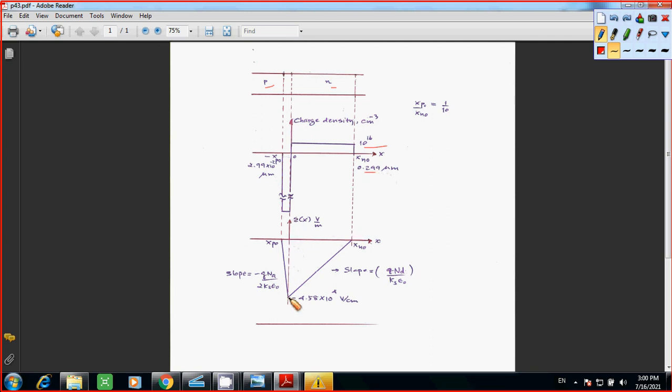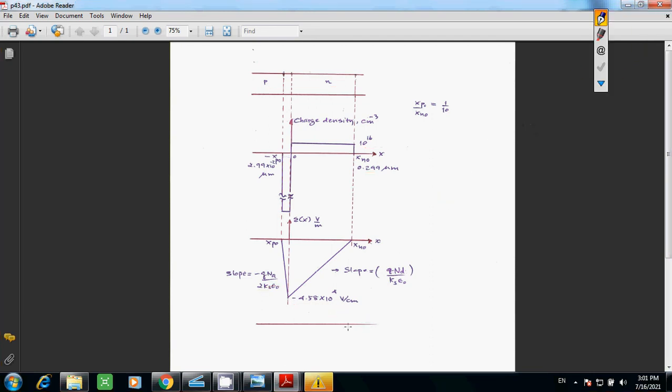And for the electric field, you can see that on the N side, the electric field is going to have a positive slope. And on the P side, this is the negative slope, and these are slopes on each side, and this is the magnitude of your E max. That's 4.58 times 10 to the fourth per centimeter.